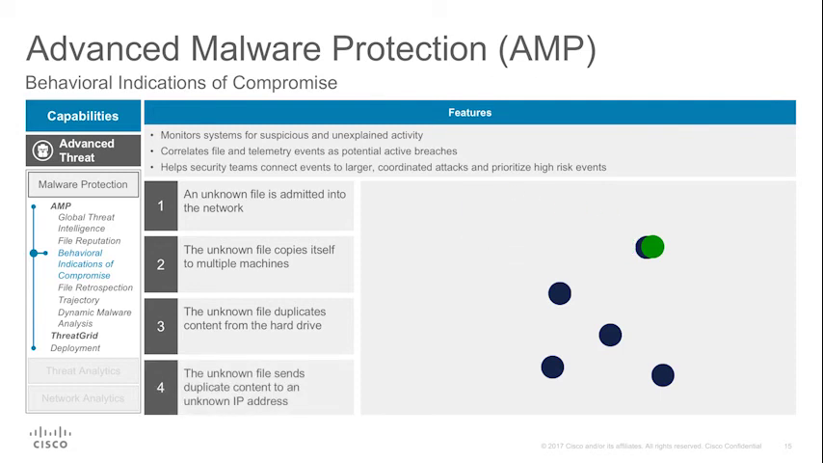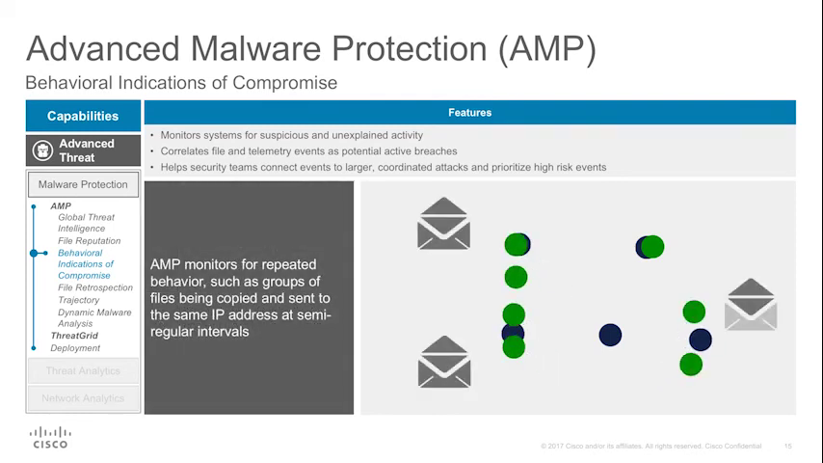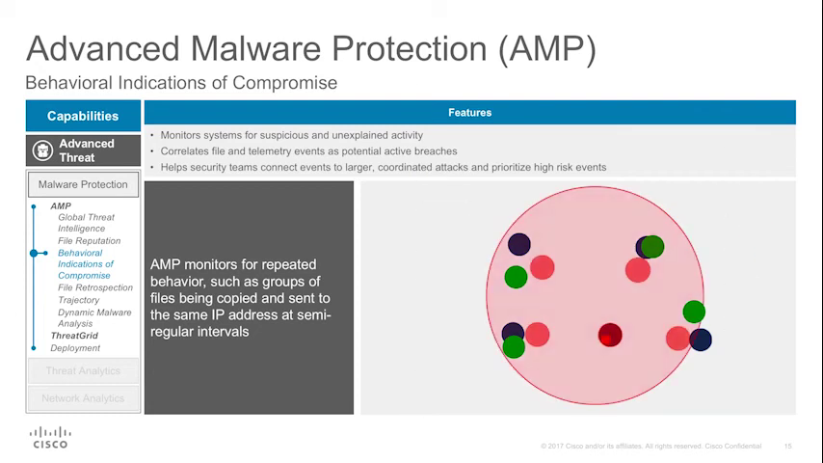The individual action of a file being duplicated or sent to an IP address isn't an action that would raise red flags. It happens regularly throughout the course of any given day. But if groups of files are being copied and sent to the same IP address at semi-regular intervals, this might indicate something is going on. AMP is able to recognize patterns and activities of a given file and identify an action to look for across the environment, rather than a file fingerprint or signature. This is far beyond the reach of traditional systems that use point-in-time defense only.